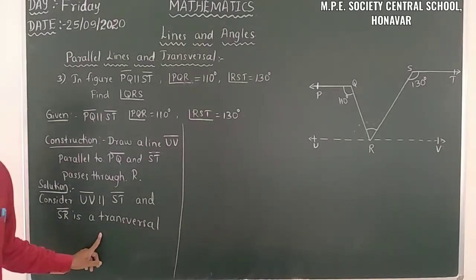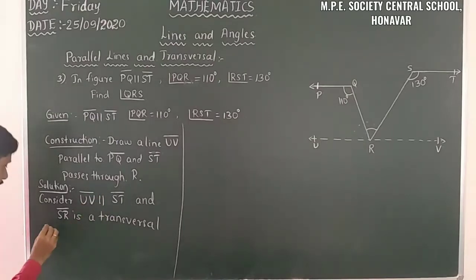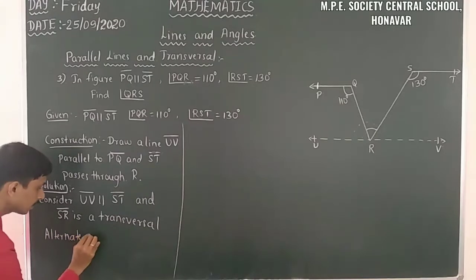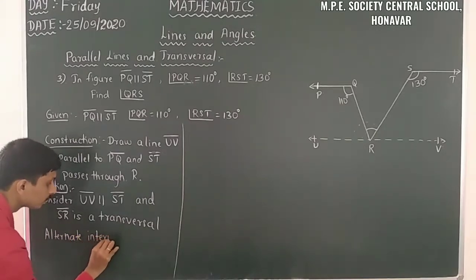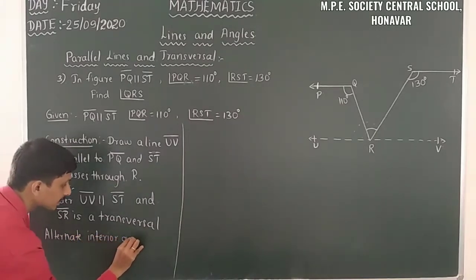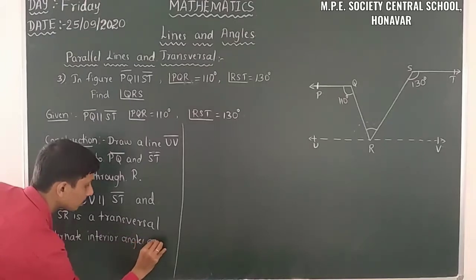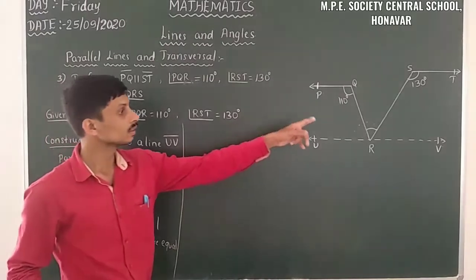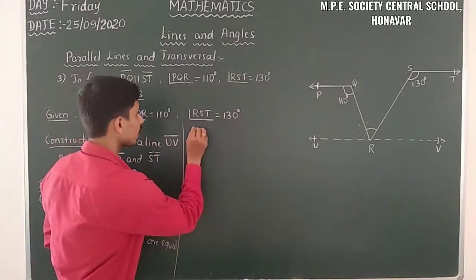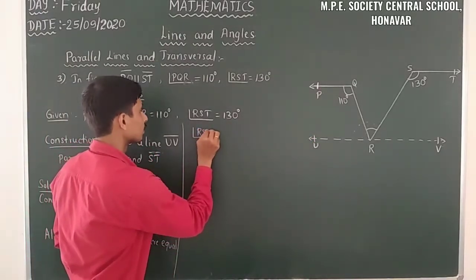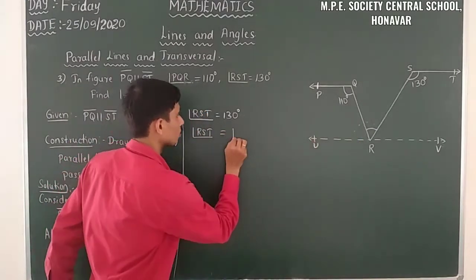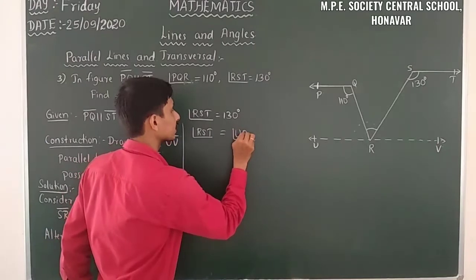SR is a transversal. Then what happens? Alternate interior angles are equal. So angle RST is equal to angle SRU, or angle URS.